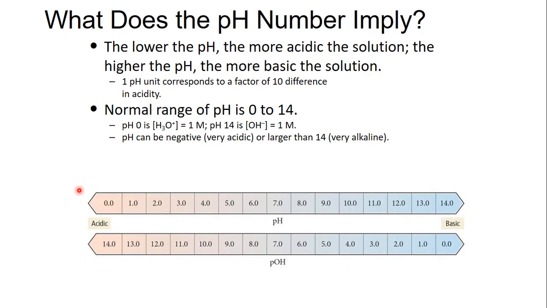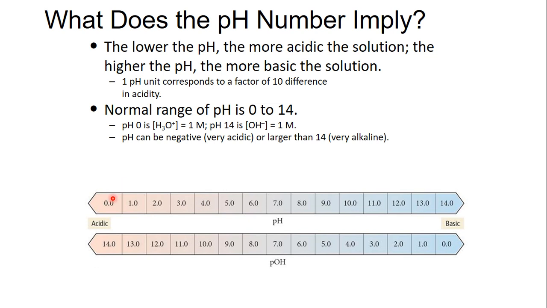And so what do these pH numbers mean? A lower pH number means it's more acidic. But since we're on a log scale, that means one pH unit has 10 times the amount of H3O plus. So going from 7 to 6, 7 to 6 has 10 times more H3O plus. 7 to 5 has 100 times more H3O plus. 7 to 4 has 1,000 times more H3O plus.